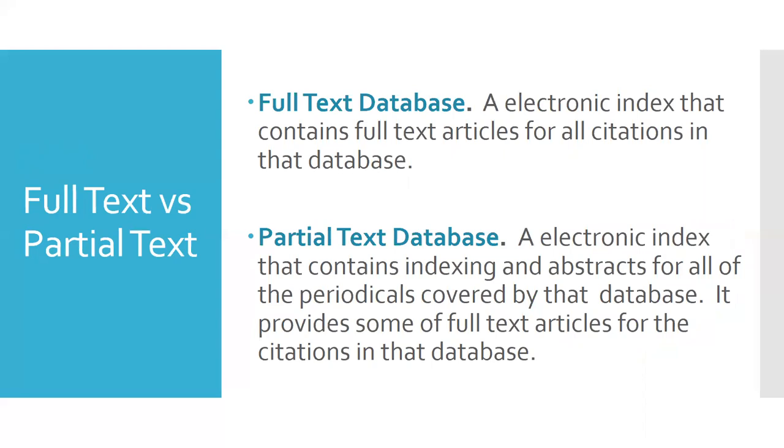So the library has different types of databases. Some of them contain the full text of journal articles, but some only contain partial text like abstracts or indexes of the articles. I'm going to show you how to sort those out so that you don't have a lot of partial text results in your searches.